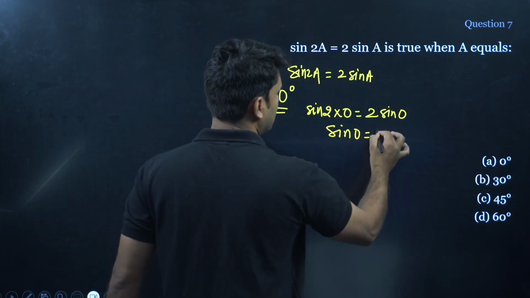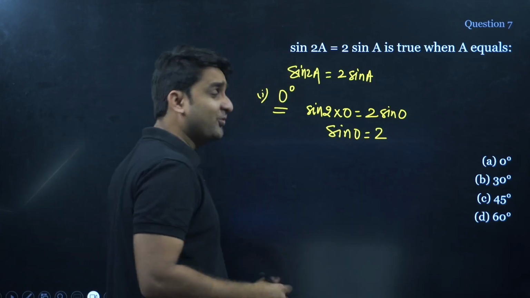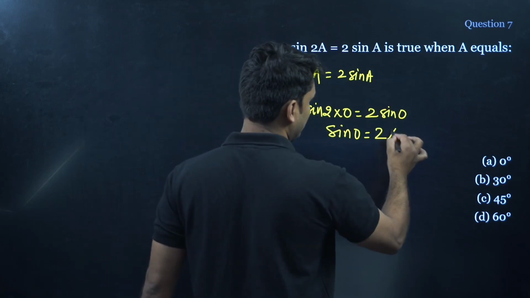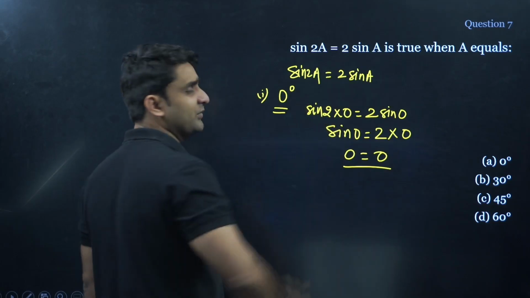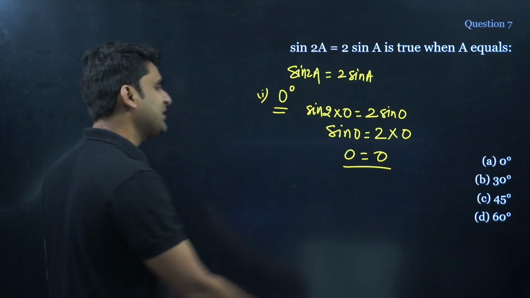And here 2 into sine 0 is equal to 0. Sine 0 is equal to 0, guys, so 0 is following for both the situations. Let's check one more angle.